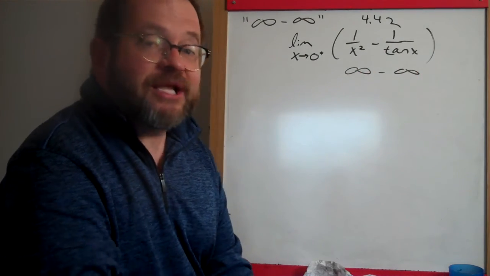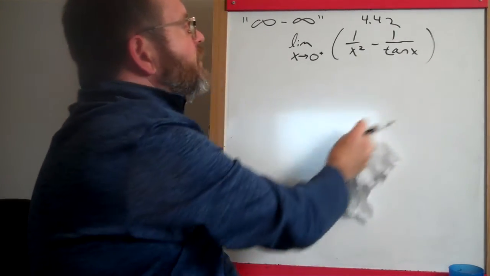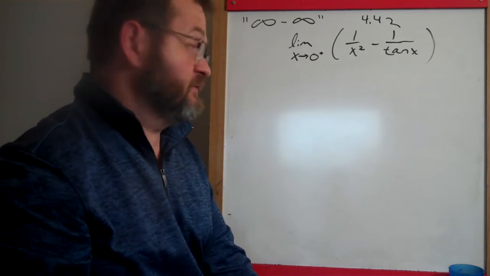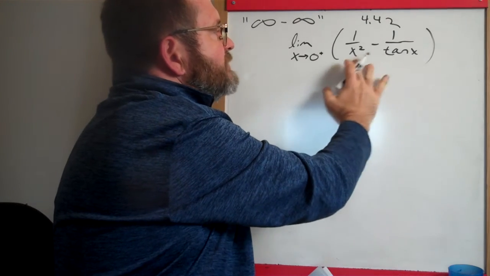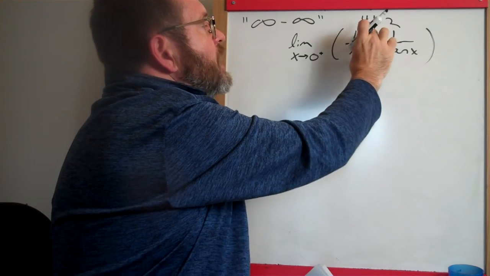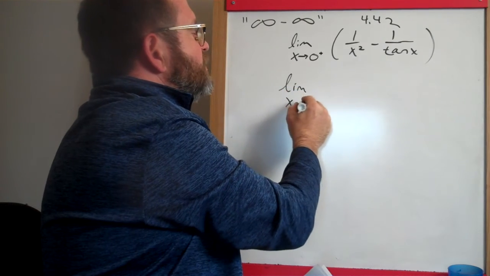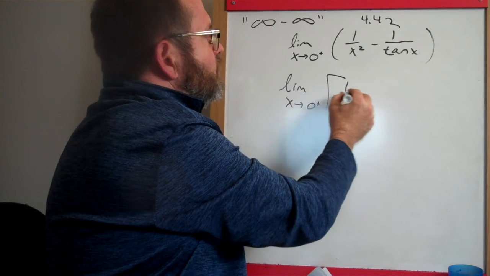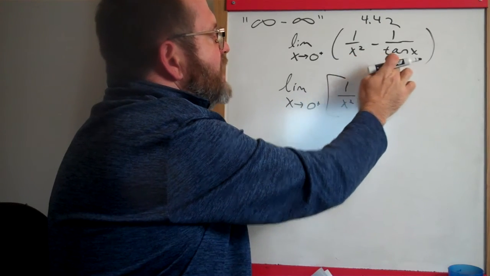Well, you can't directly use L'Hopital's rule. It'd be great if you could just take the derivative, but it doesn't quite work. We have to get it into a form where it's either infinity over infinity or 0 over 0. The strategy when you have these ones that are subtraction like this is to find a common denominator. So on this one here, we're going to find a common denominator for this thing. It's going to be 1 over x squared. We're going to make our common denominator x squared tangent x.